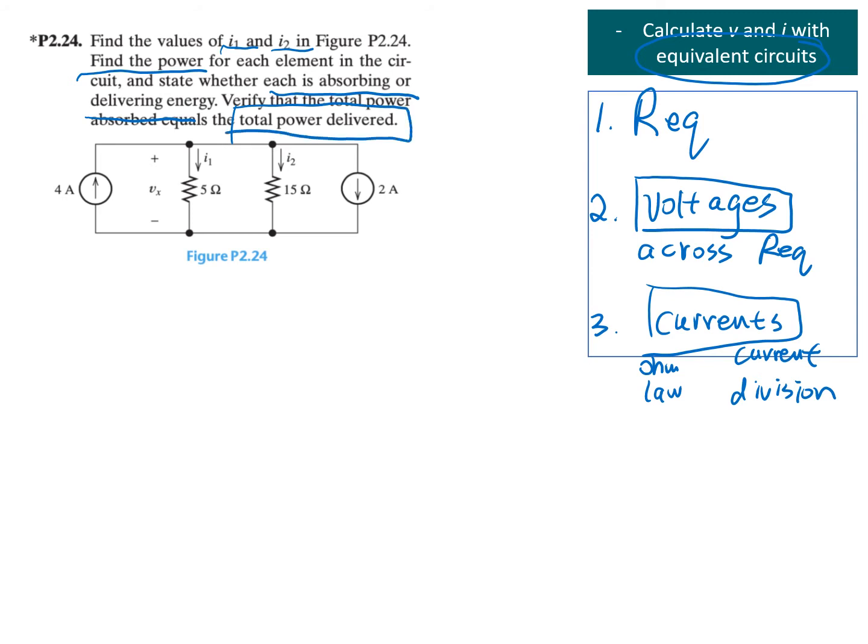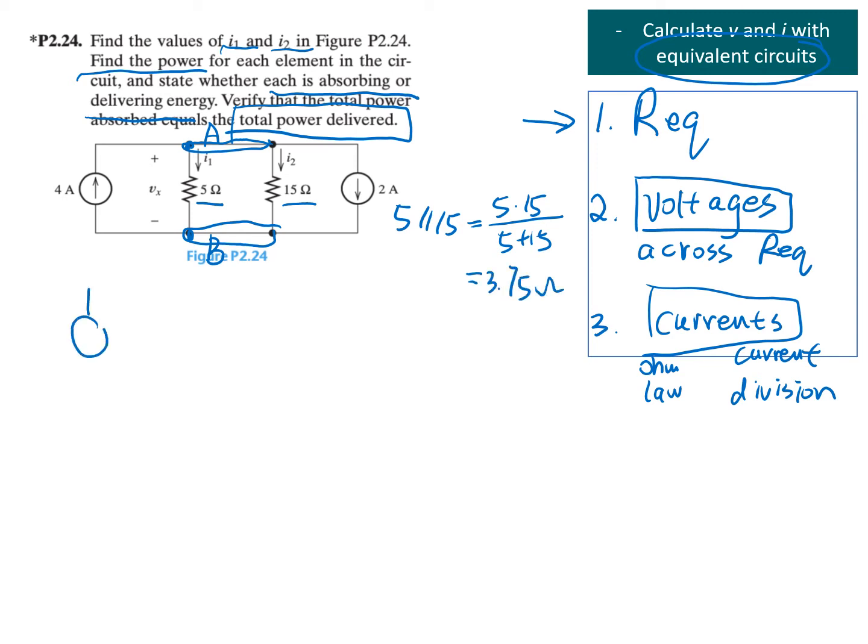Well, so the first step is to simplify the circuit. In this case, we have the 5 ohm resistor and the 15 ohm resistor connected both to node A. This is the same node A. This is also the same node, that's node B. So 5 parallel 15 is going to be 5 times 15 over 5 plus 15. And this is going to be 3.75 ohm.